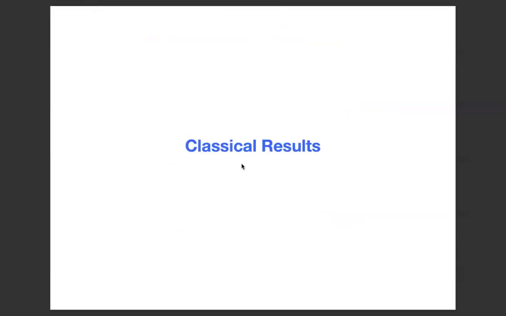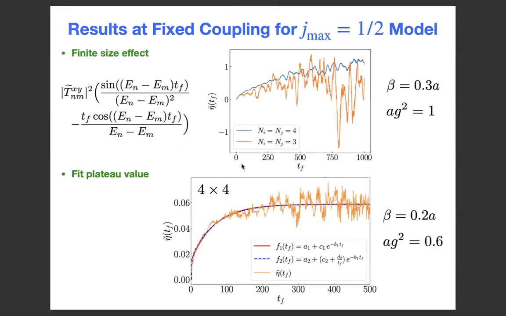Okay, so I'm going to show you some results. First, some classical results. The way we extract the shear viscosity is to calculate this quantity as a function of real time t and plot it as a function of time. And then we try to extract its asymptotic value at infinitely long time.